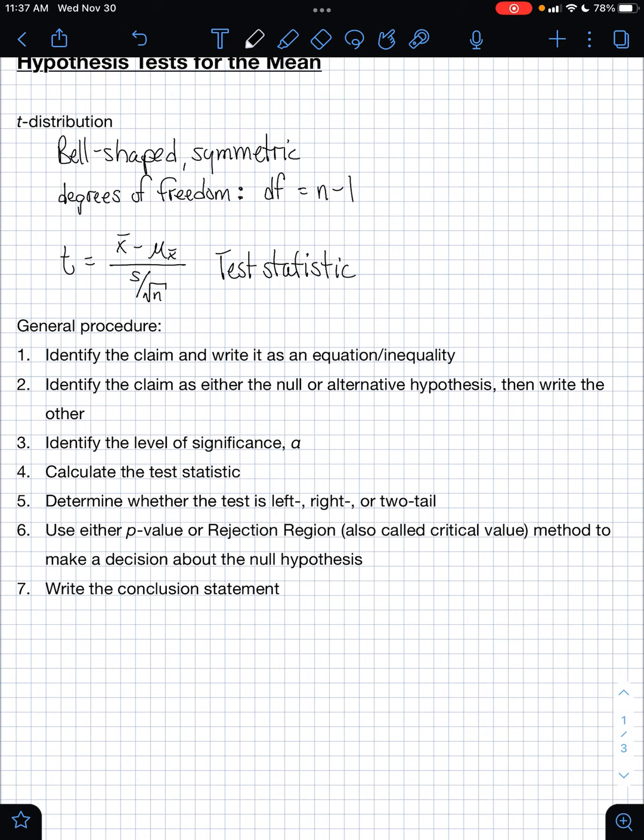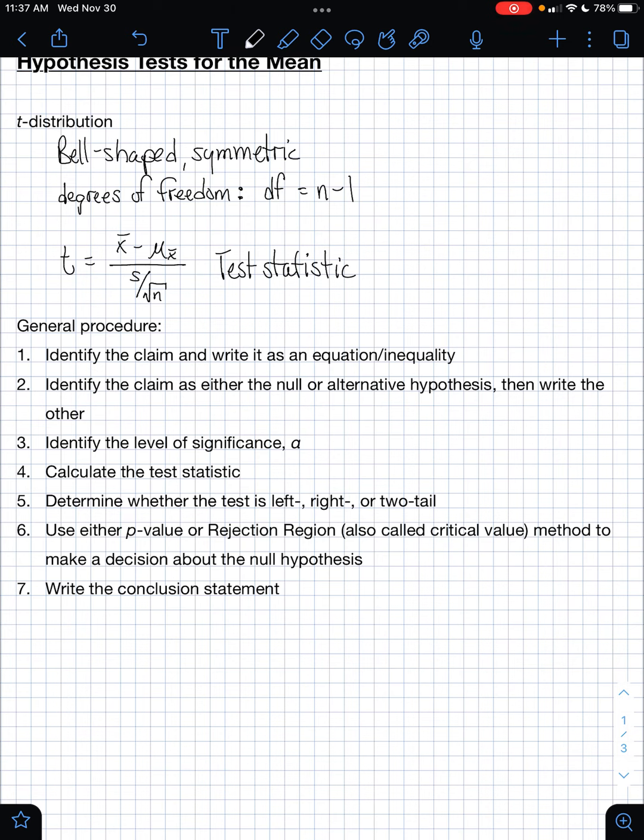Now, the general procedure for a hypothesis test, to recap all the different things that were talked about in the introduction to hypothesis testing: we need to start with a claim. There is a claim that is given in the problem, and it is up to us to identify it and to write it as an equation or inequality, depending on the nature of it. If the claim is that the mean is a certain value, then we would write mu equals that value. Or perhaps we're given a statement that the mean is less than or greater than a certain value.